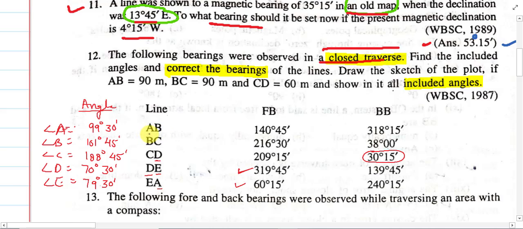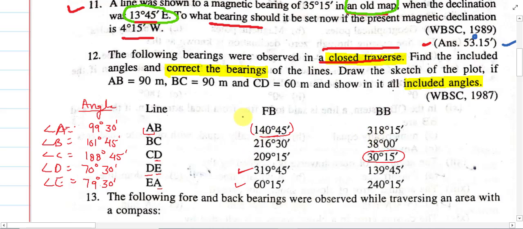In that case we already say that our station A is free from local attraction, hence the forward bearing reading which is taken from station A is also free from local attraction. So now we have only 4 readings. To correct these 4 readings, we move to our figure, and now we are correcting this B.